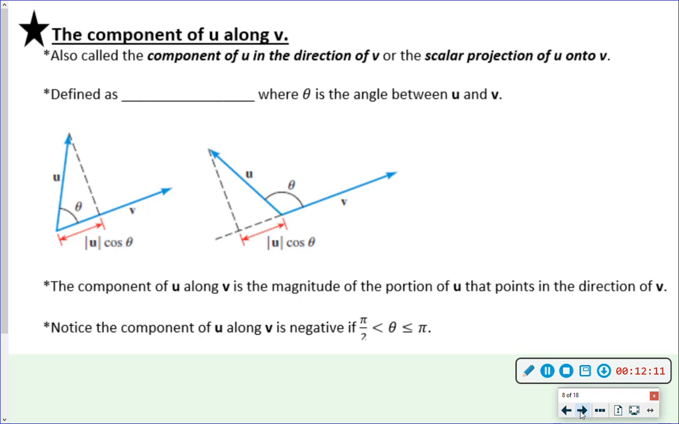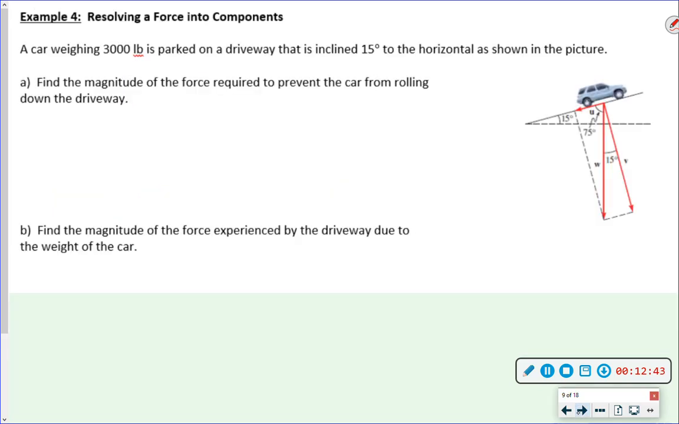So, to define that, of course, you've got your magnitude of U. So remember, that's the length, times the cos of theta. If you look at the picture, the component of U along V, that's what we're going to be calculating in a minute, is the magnitude, the length of the portion of U that points in the direction of V. So this little red piece is technically what we're finding, just for the record, and we're going to do it with that formula.